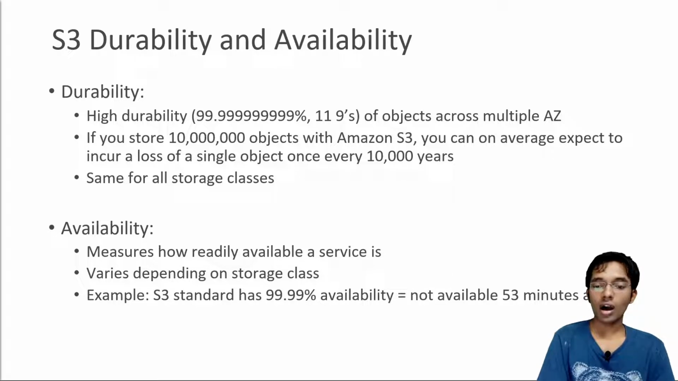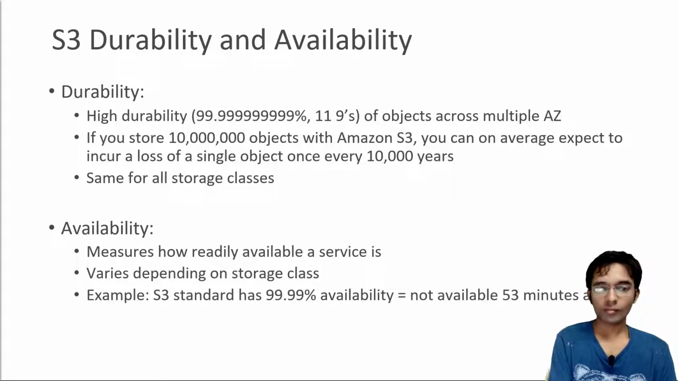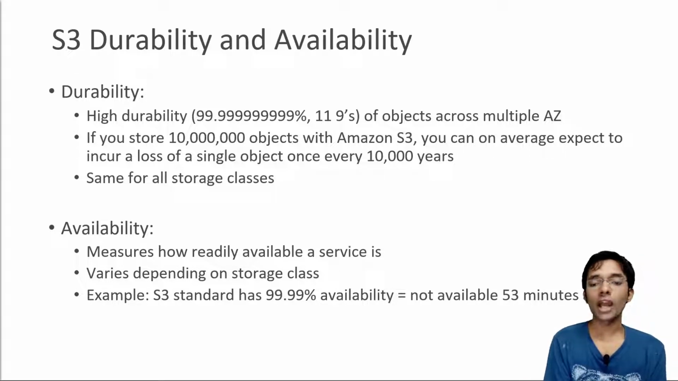Availability represents how readily available a service is. This depends on the storage class. For example, S3 Standard has 99.99% availability. That means that about 53 minutes a year, the service is not going to be available. That means that you will get some errors when you deal with the service. So you need to take that into account when you develop your applications.